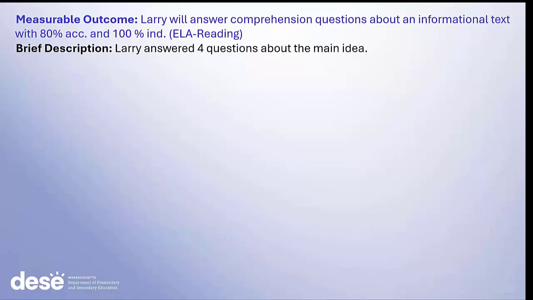So the measurable outcome says that Larry will answer comprehension questions about an informational text with 80% accuracy and 100% independence. The brief description that was given says, Larry answered 4 questions about the main idea. So go ahead and answer that question.